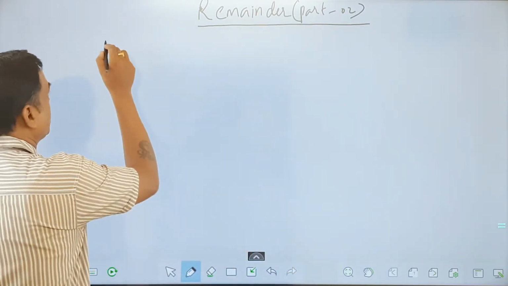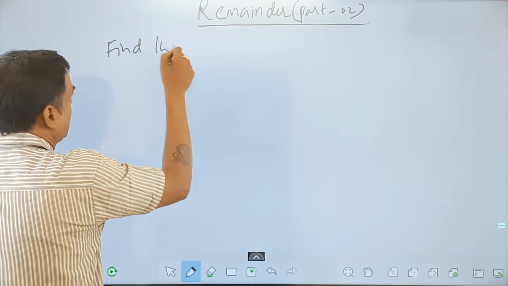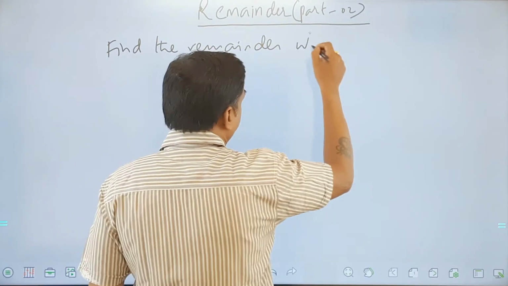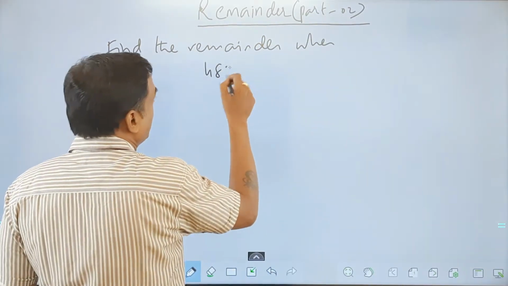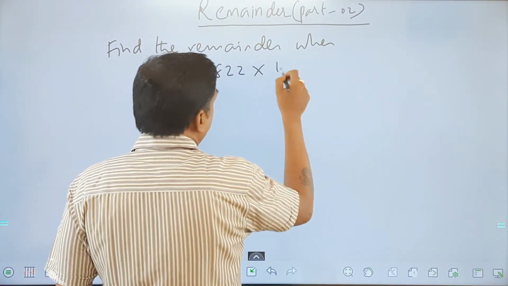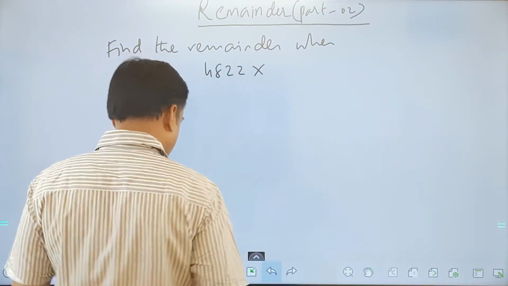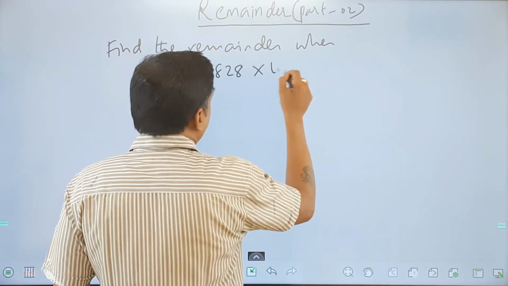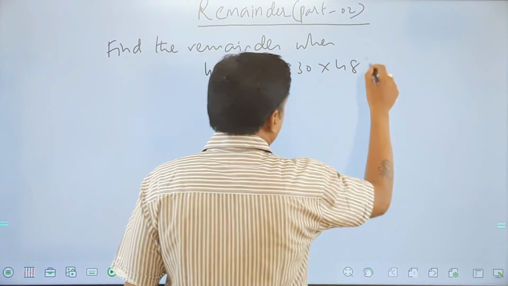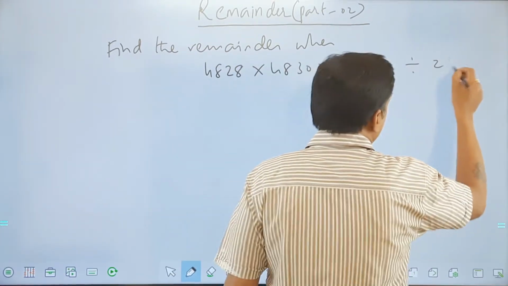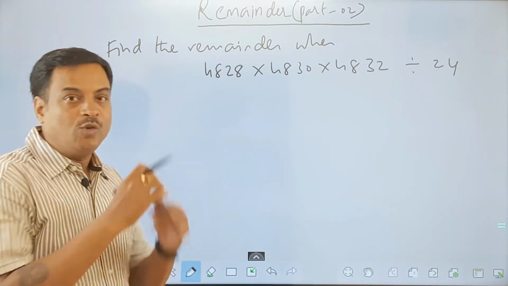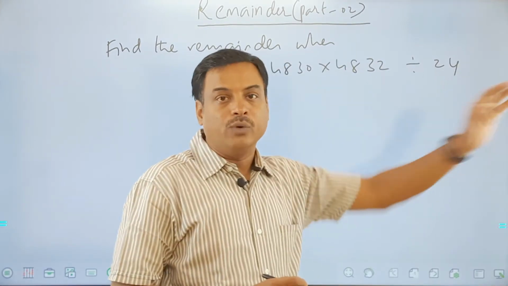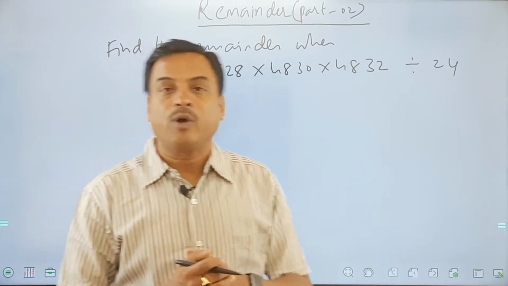For example, if my question is find the remainder, very basic question I'm starting here, friends. Find the remainder when 4822 into 4828, 4830 and 4832 divided by 24 is given to me. So what will be the remainder? So product of three numbers, I have to divide whole by 24 and get the remainder. So I'm using my third property here.